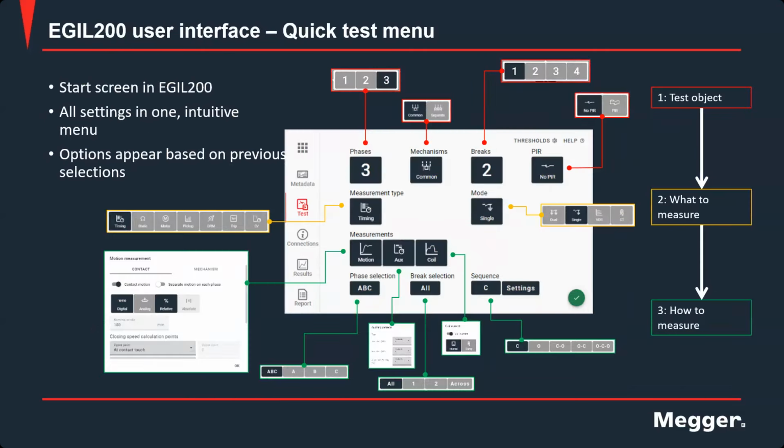This is how the main screen looks on the EGIL 200 built-in touch screen. You can see it's very intuitive to use. It looks like an Android app.